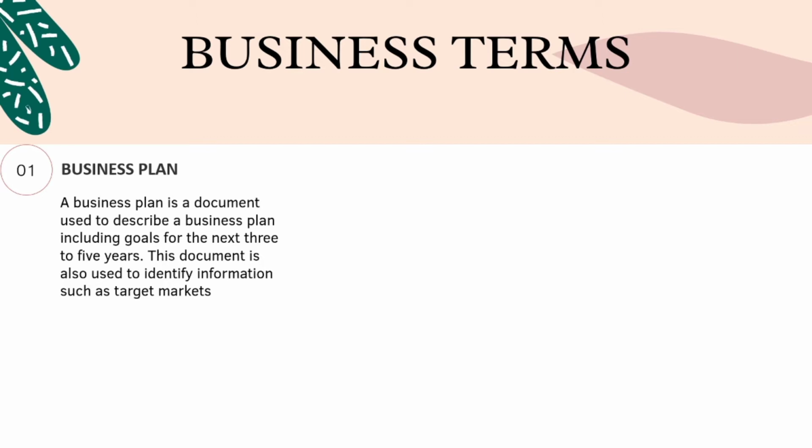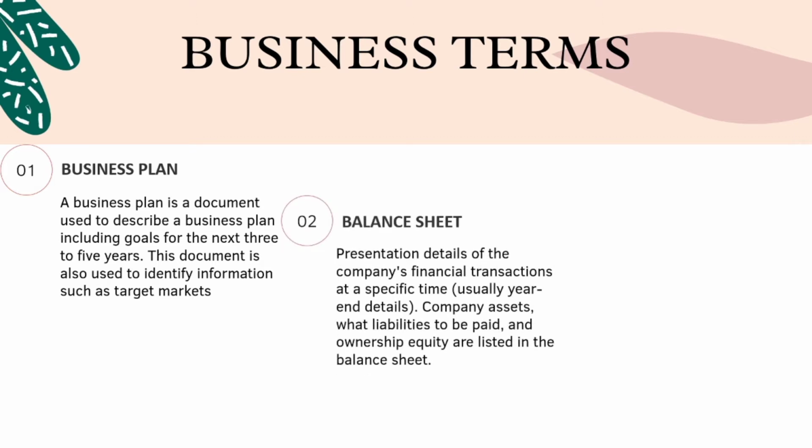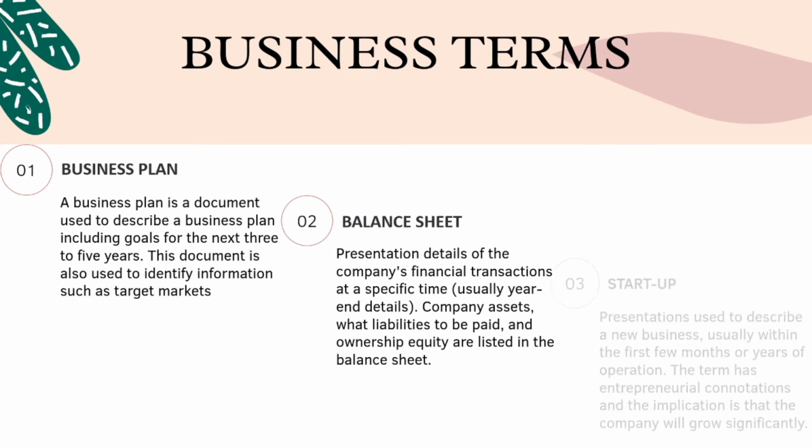A business plan is a document used to describe a business plan, including goals for the next 3 to 5 years. This document is also used to identify information such as target market. Next, balance sheet. A presentation of detail of the company's financial transactions at a specific time, usually year end. Company assets, what liabilities are to be paid, and ownership equity are listed in the balance sheet.